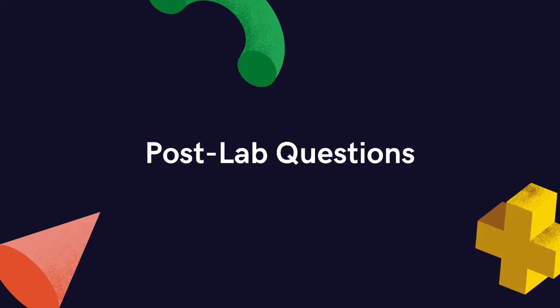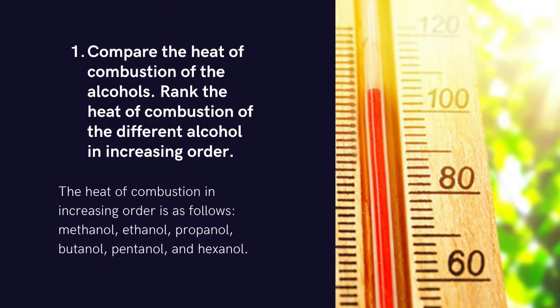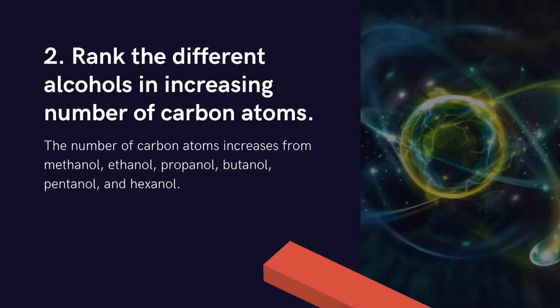Post-lab questions. Number 1. Compare the heat of combustion of the alcohols. Rank the heat of combustion of the different alcohols in increasing order. As we've seen from the tables earlier, the heat of combustion in increasing order is as follows: methanol, ethanol, propanol, butanol, pentanol, and hexanol, the exact same order as they were in the table, from left to right.